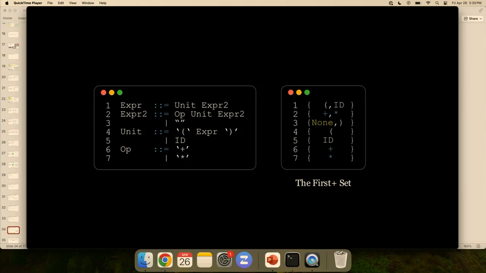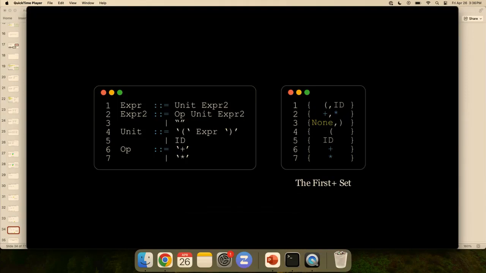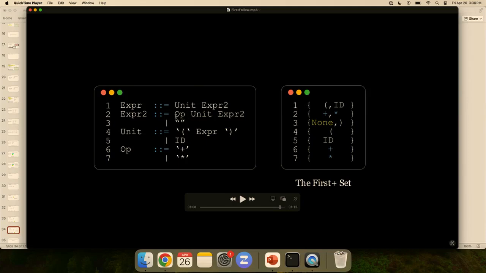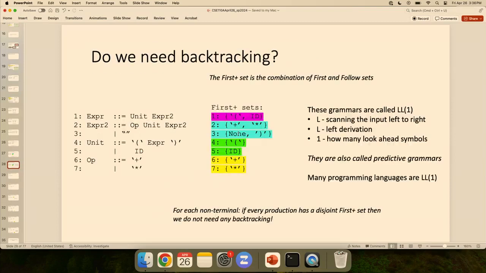So the point of the follow set is you eventually want to get the first plus set. What the first plus set does is it means that you have disjoint first plus sets for each of your options. If I have this color coded, because expr goes to purple, expr2 goes to blue, unit goes to green, op goes to yellow, and these are disjoint in their colors for the non-terminal, then this means that you have a backtrack-free grammar. This means every time you have to make a choice on which rule to expand, you can make that choice because your lexer is telling you the next token that you need to match.